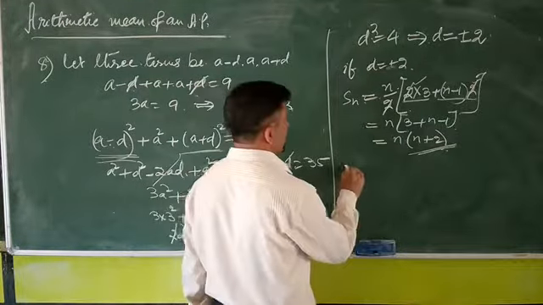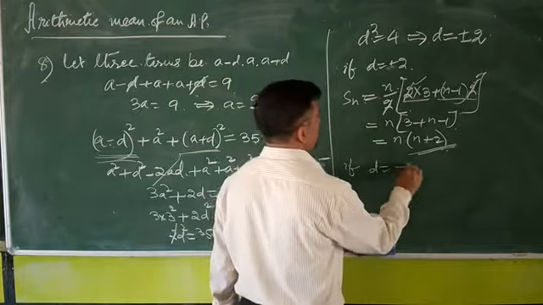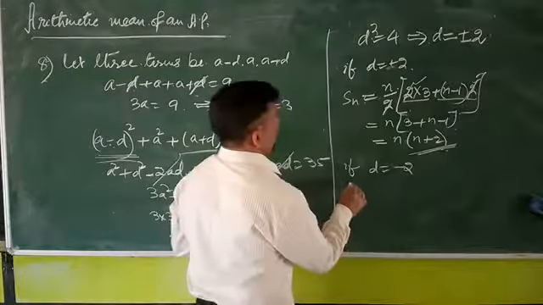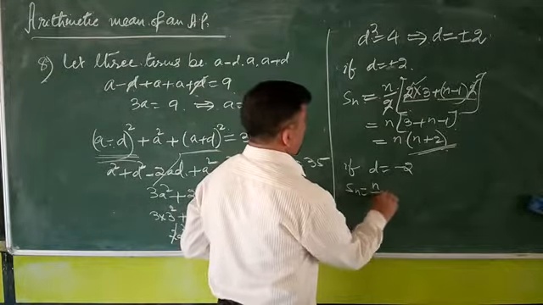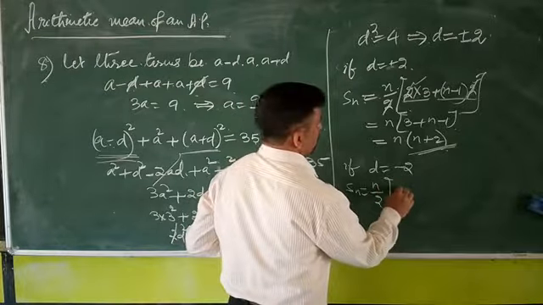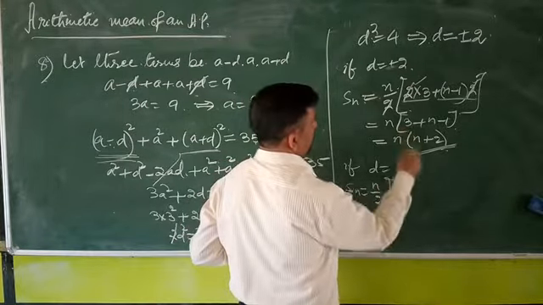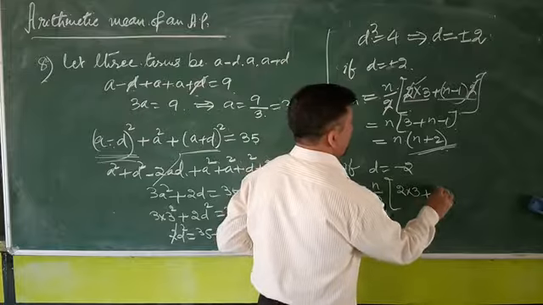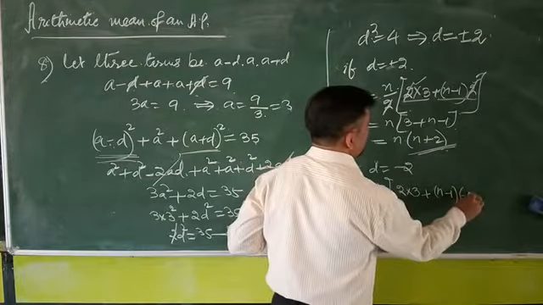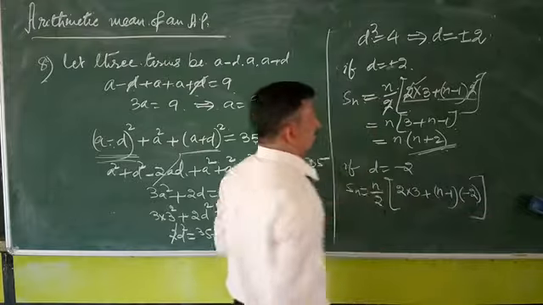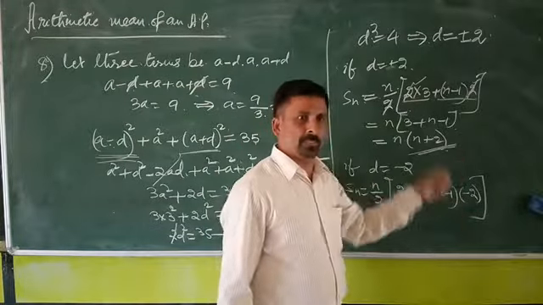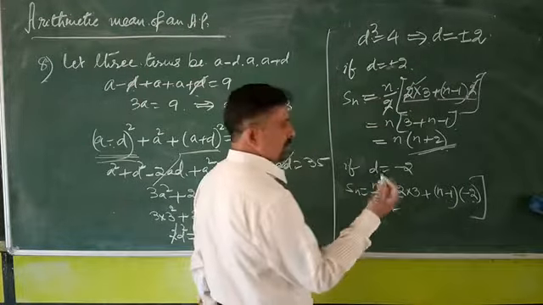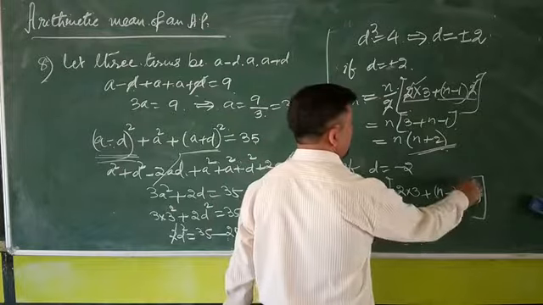And then last one is if your d is negative 2. In that case, Sn is equal to n divided by 2 into 2 into a, that is 3, plus n minus 1, and then d is this time minus 2. Only the difference will be in d. This is all same in both the equations. Is it okay? But here also 2 is common, so this is cancelled. This is minus 1.